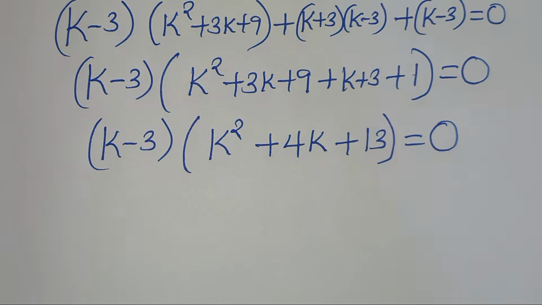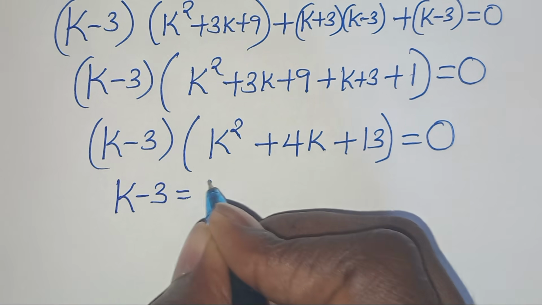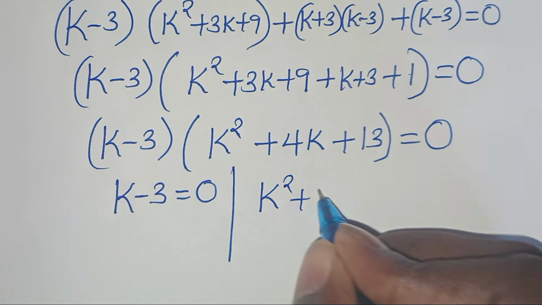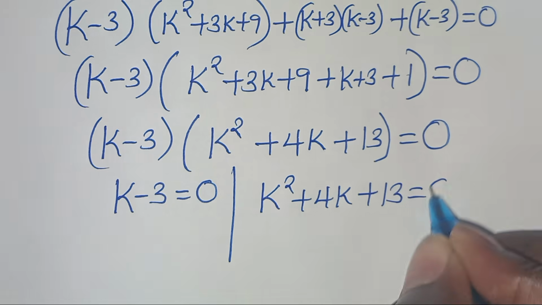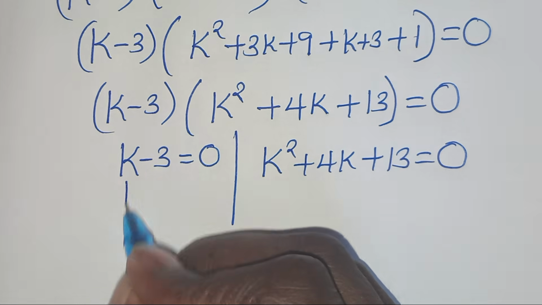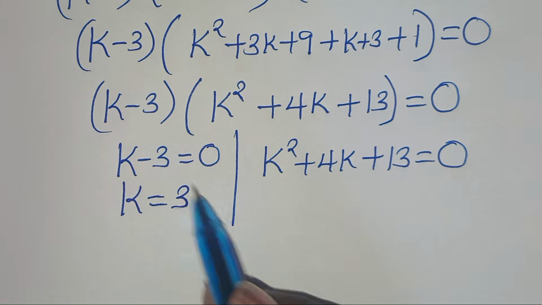So we have got two parts here. We have k subtract 3, this is equal to 0. Then we have k to the power of 2 plus 4k plus 13, this is equal to 0. So from the first case here, we have that k is equal to 3.